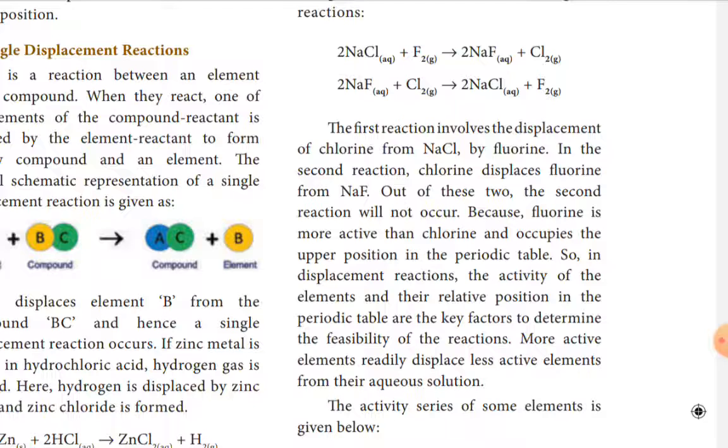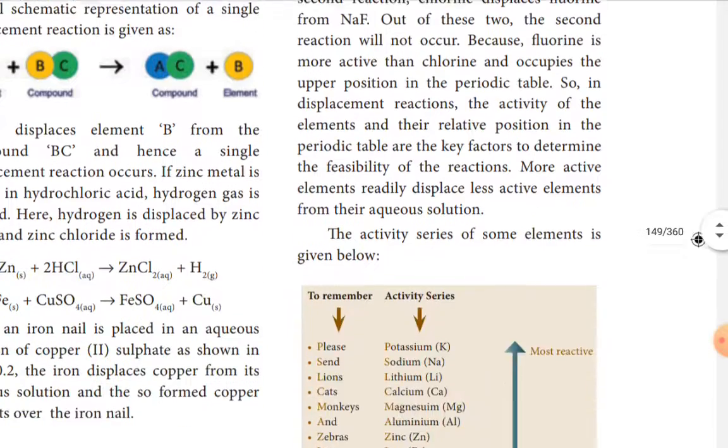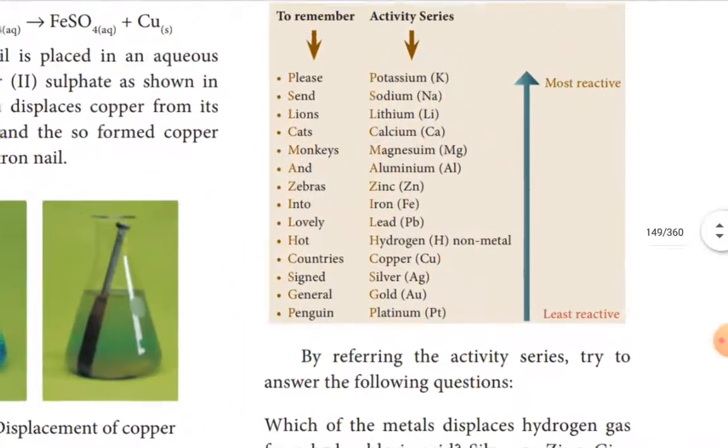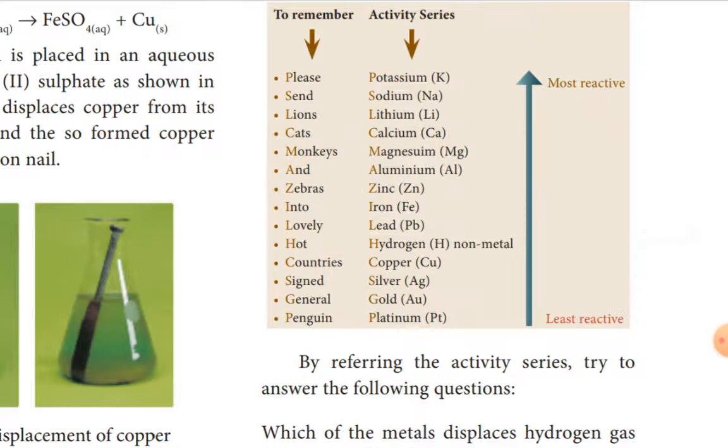So how to understand this? A simple table is given here, and you can learn from it. In the activity series, potassium is more reactive than sodium, then sodium is more reactive than lithium, so it is in decreasing order. Potassium is the most reactive, then sodium, lithium, calcium, magnesium, aluminum, zinc, iron, lead, hydrogen, copper, silver, gold and platinum. Platinum is very less reactive.